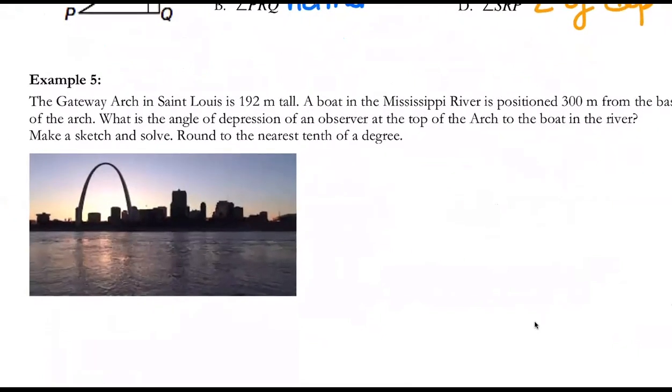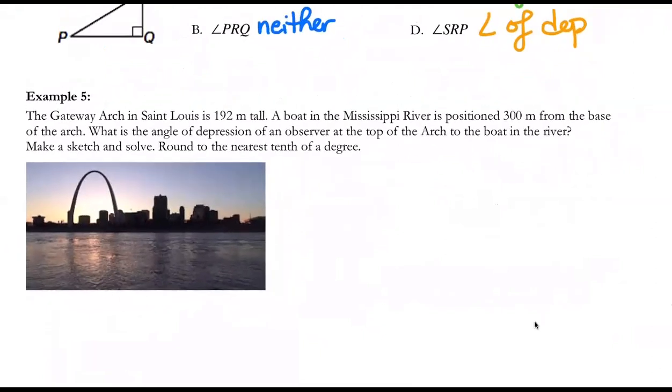The Gateway Arch in St. Louis is 190 meters tall. Okay, a boat in the Mississippi River is positioned 300 meters from the base of the arch. That means they're in the water. Okay, what is the angle of depression of an observer at the top of the arch to the boat in the river?